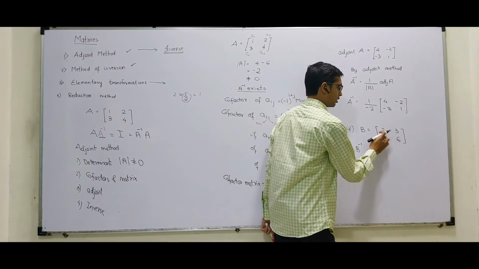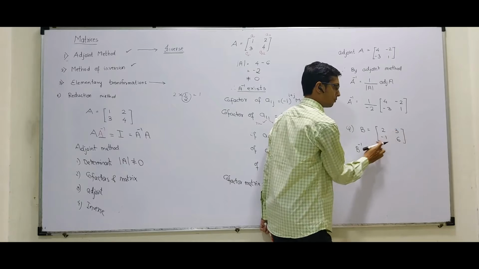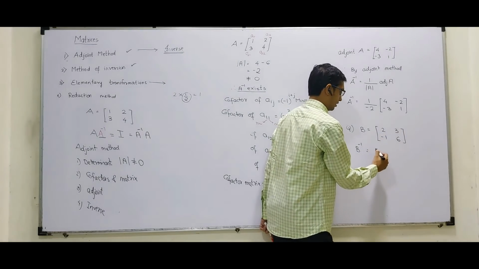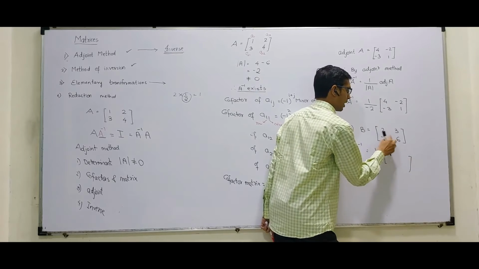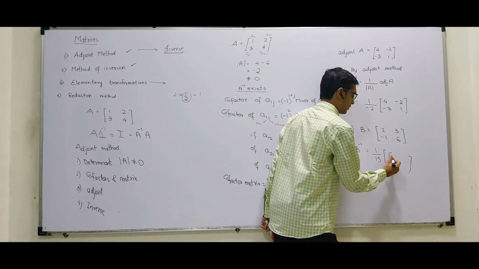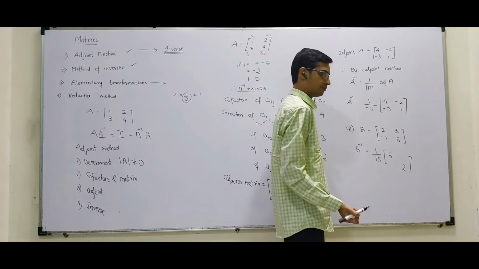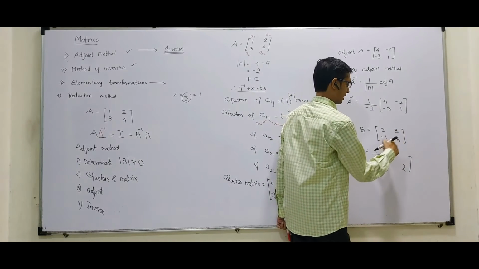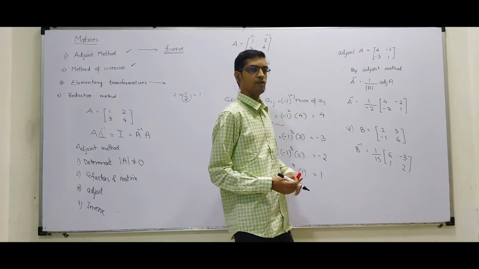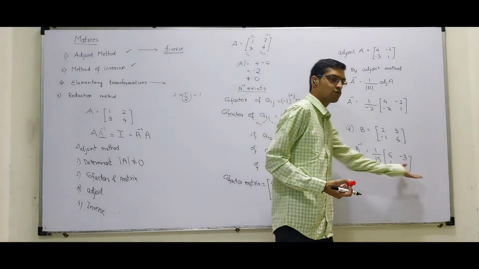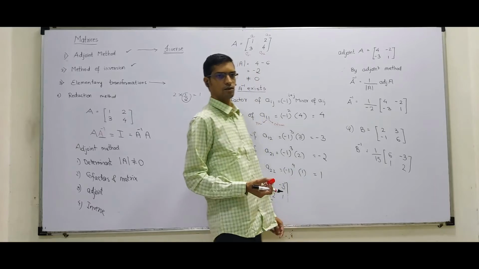Determinant कितना आएगा? 12 plus 3 15. 15. अब क्या करना है? इनको स्वैप करना है. 6 यहां पर आएगा, 2 यहां पर आएगा. इनको ऑपोजिट करना है. 3 को -3, -1 को 1. If you don't have time in exam, at least you can write the final answer. Okay.